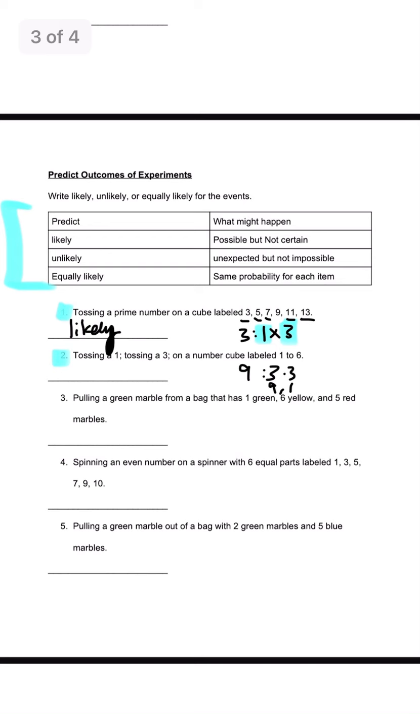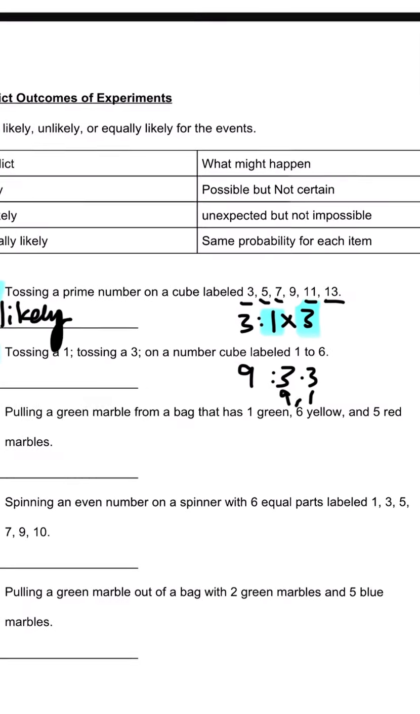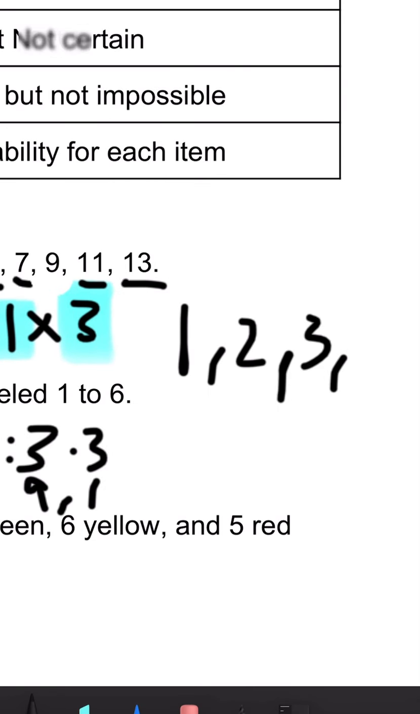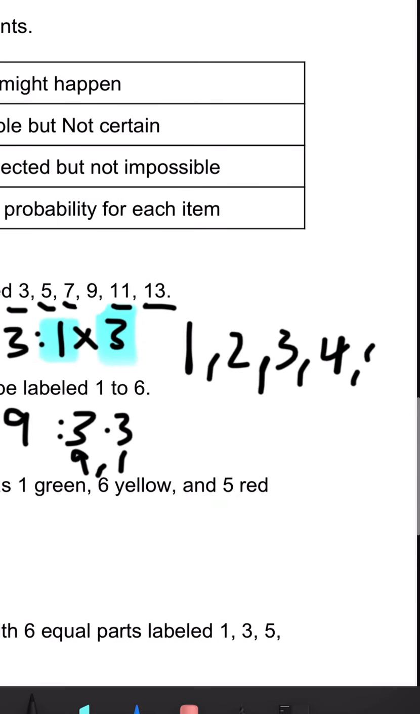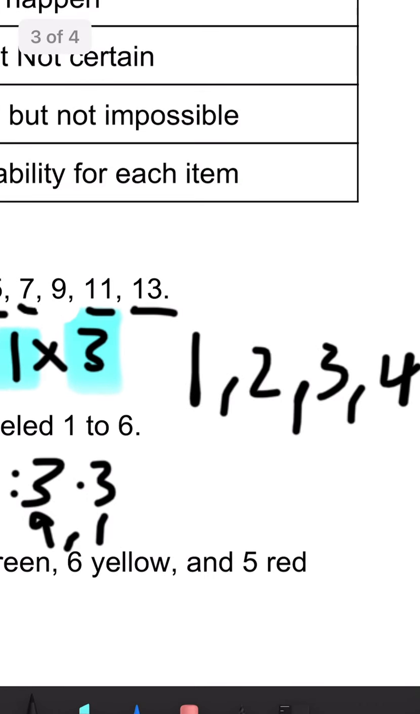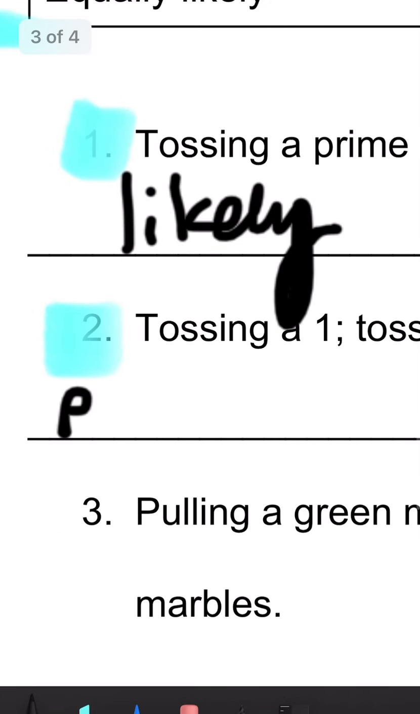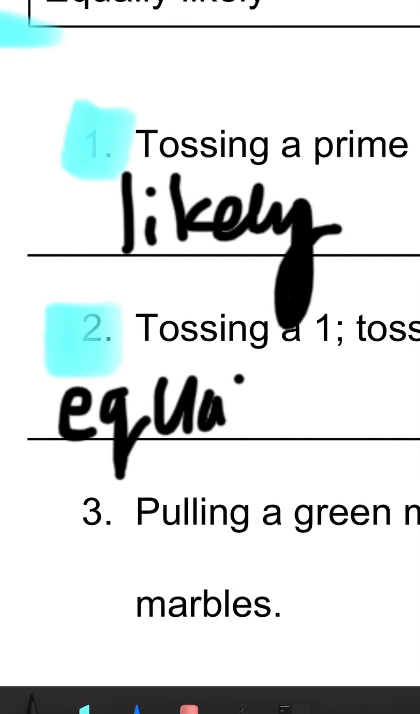Number 2, tossing a 1, tossing a 3 on a cube labeled 1 to 6. So if we have numbers 1, 2, 3, 4, 5, 6 labeled, tossing a 1 and tossing a 3 are equally likely because they both only have one of those numbers.